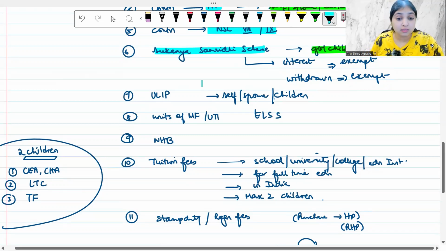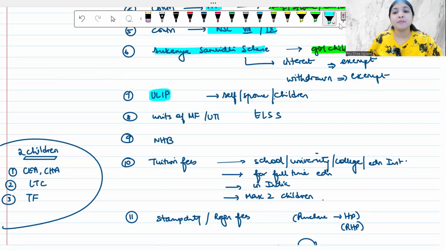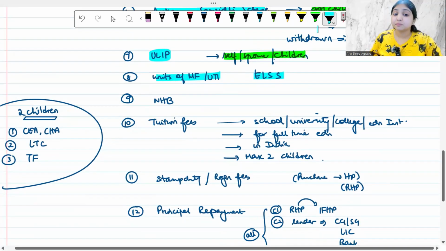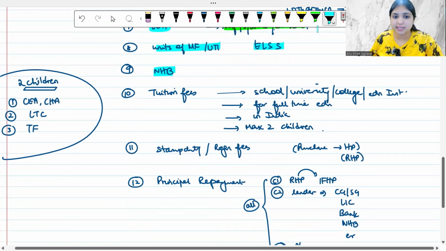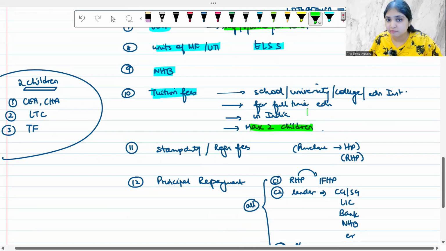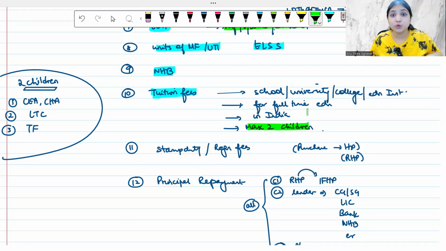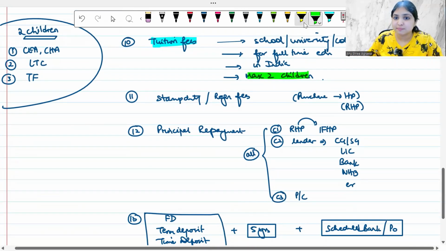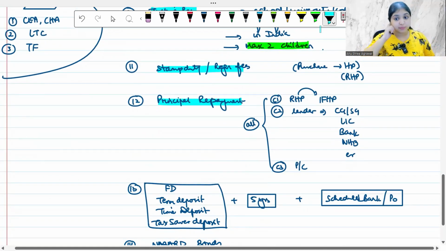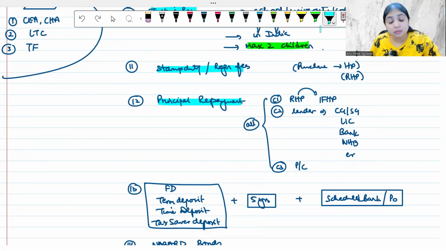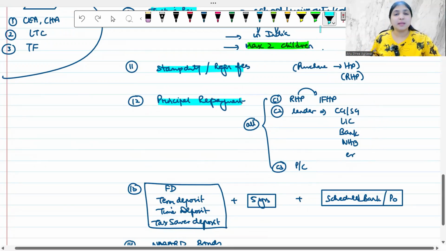Then any investments in unit-linked insurance plan, which also can be in the name of self, spouse, children, will be eligible for 80C. Then if the assessee buys mutual fund units or UTI units under ELSS, even this will be eligible for Section 80C. Contribution to National Housing Bank is eligible for 80C. Tuition fees for a maximum of 2 children will be allowed, provided it is towards school, university, college or educational institution for full-time education in India. Then stamp duty and registration fees paid will also be allowed under 80C. Principal repayment of a loan for a residential house property which is assessed to tax under IFHP: the lender should be any of these, and the loan should be used for purchase or construction of the property. This will be allowed under 80C.